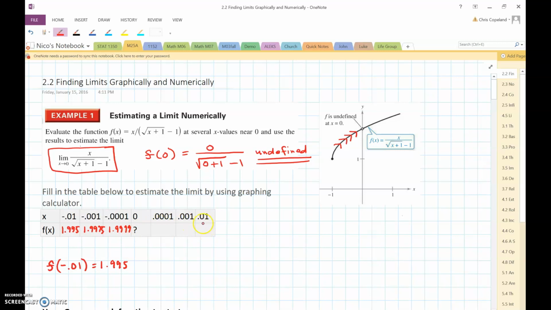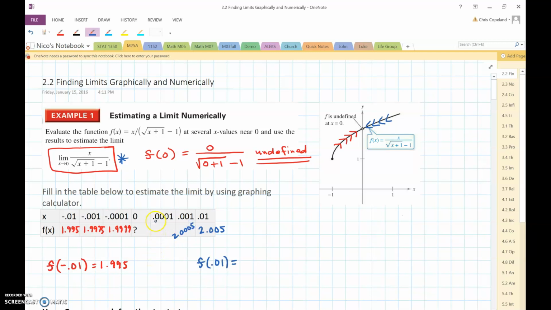Same thing coming from the right. So now I'm going to pick x values coming from this way that are getting closer and closer to 0. I'm going to start with f of 0.01. When I plug it into this function on the calculator, I get 2.005. Then I'm going to plug in 0.001, and I'm going to get 2.0005.